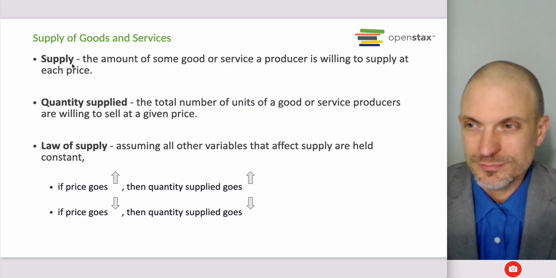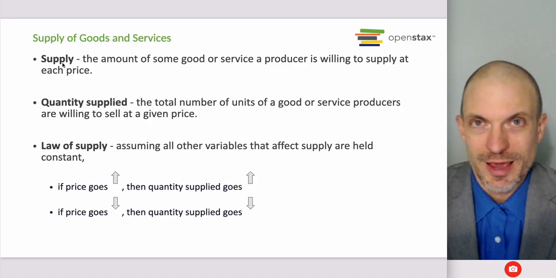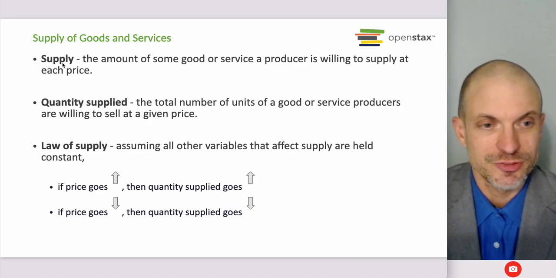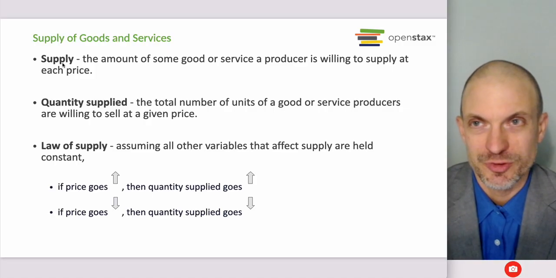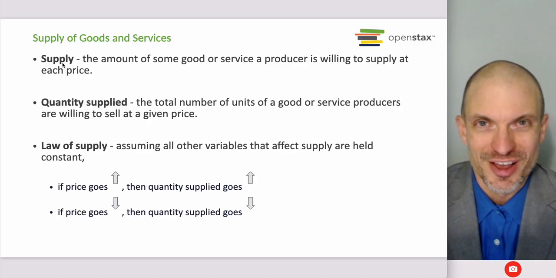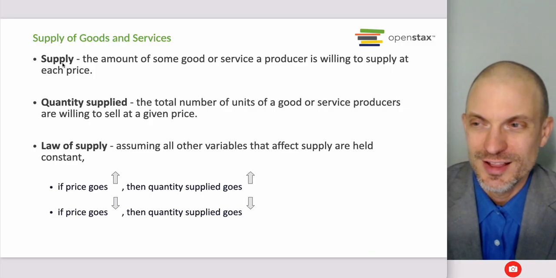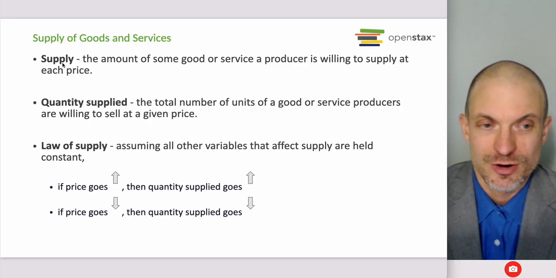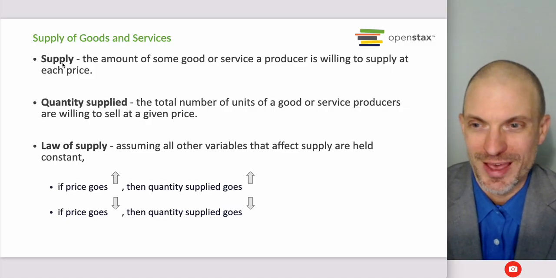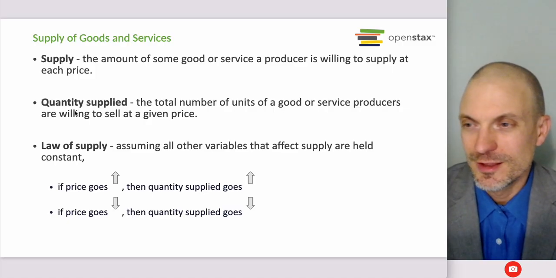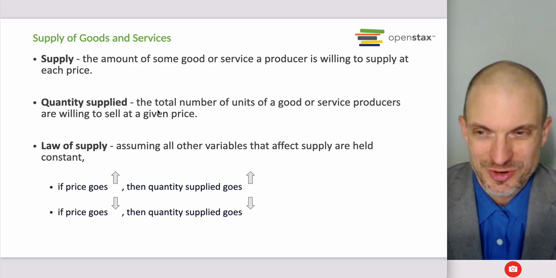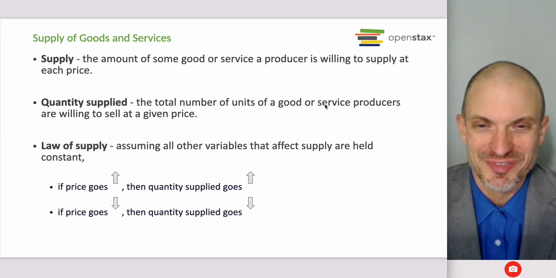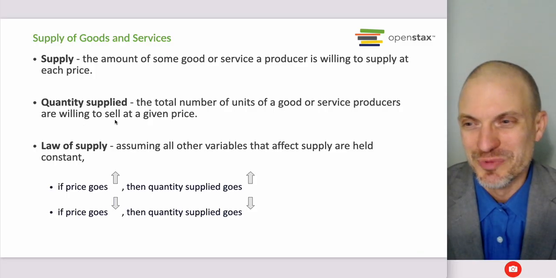Okay. Now we can introduce supply. Supply is going to be the entire relationship between prices and quantity supplied. Similarly, we can represent supply with a supply curve. Typically also we draw this with a constant slope, upward sloping straight line. Or we can also represent the supply relationship in table format, and that'll be the supply schedule. Quantity supplied is the total number of units of a good or service producers are willing to sell at a given price.